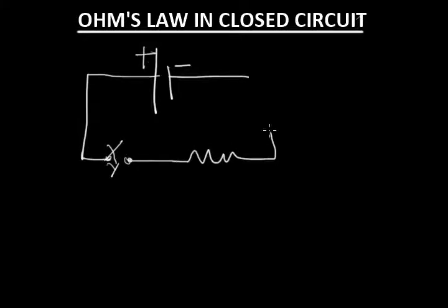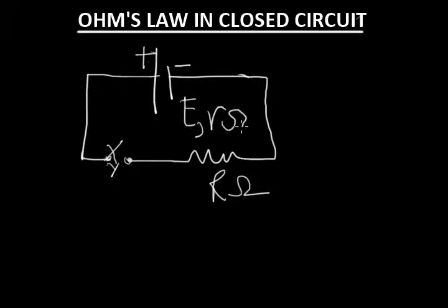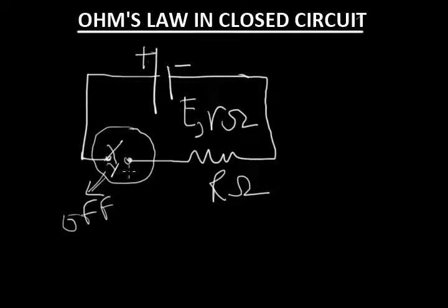A key is necessarily to be put in an on position so that the circuit may be working. And then there is a resistance here which has a value of capital R ohm. Now this source has an EMF of small e and an internal resistance of small r. Right at this point of time, the key is in off mode. Off mode means the current is not able to flow, so that is not a closed circuit.